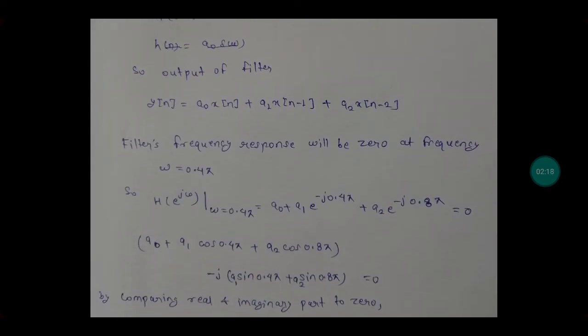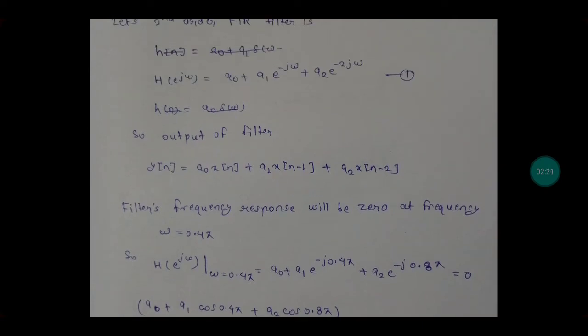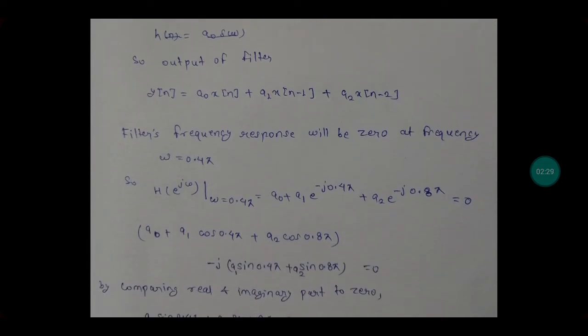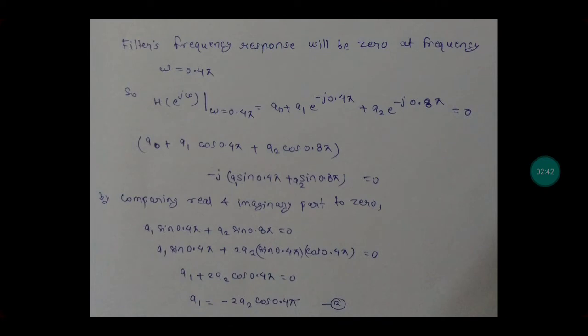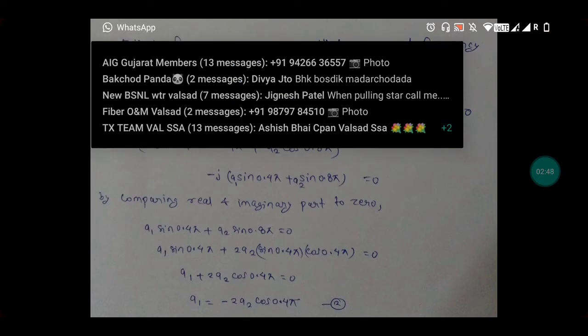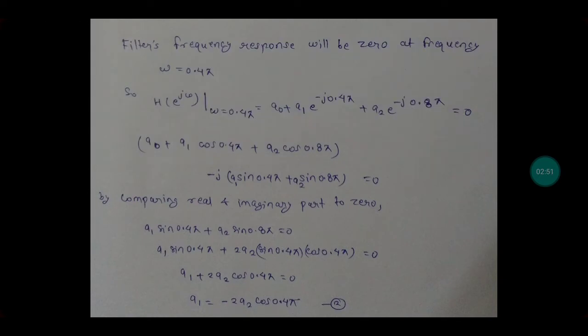As we know, for this filter to be a nulling filter, the frequency response of this filter should be 0 at the frequency omega 1. So H of e power j omega at omega equal to omega 1 should be 0. You put omega equal to omega 1 in the frequency response of this filter. Next you take the real part and imaginary part separately, then equate both the real and imaginary parts to 0. You will get two equations, and we have three variables, a0, a1, a2.